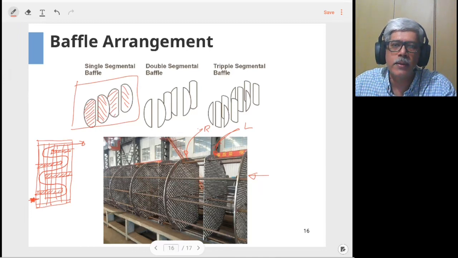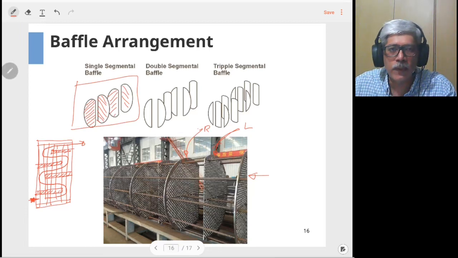So that increases the heat transfer coefficient and the efficiency of the exchanger increases. But at the same time, you have to pay in terms of the pressure drop. Since you are making the fluid flow through different changes of direction, the pressure drop on the shell side will be more. So you require a higher capacity compressor or pump to make up for that pressure drop. So a balance has to be made between the heat transfer and the pressure drop.